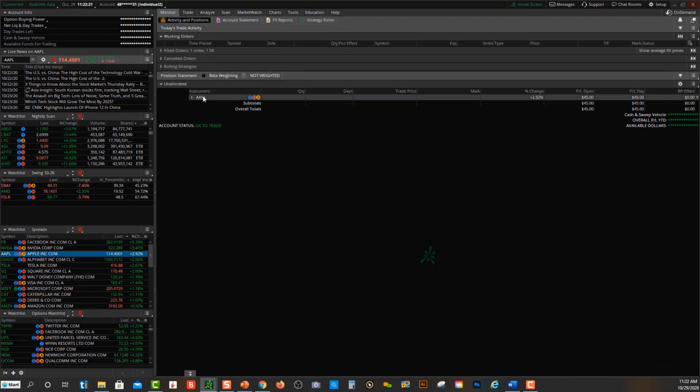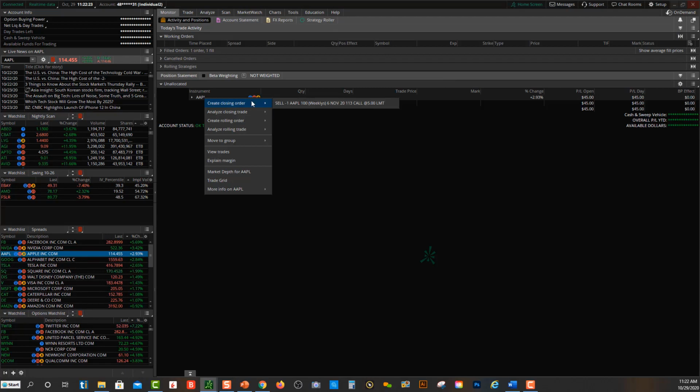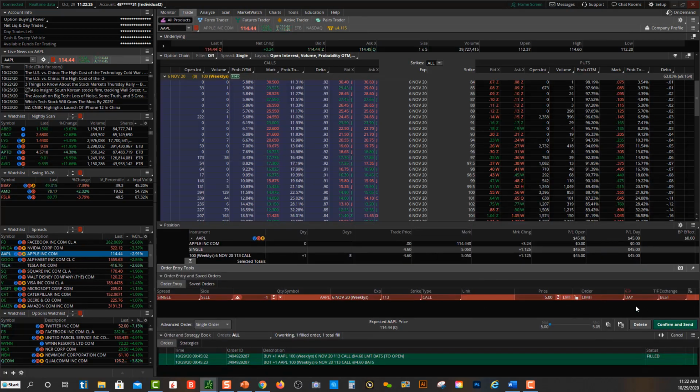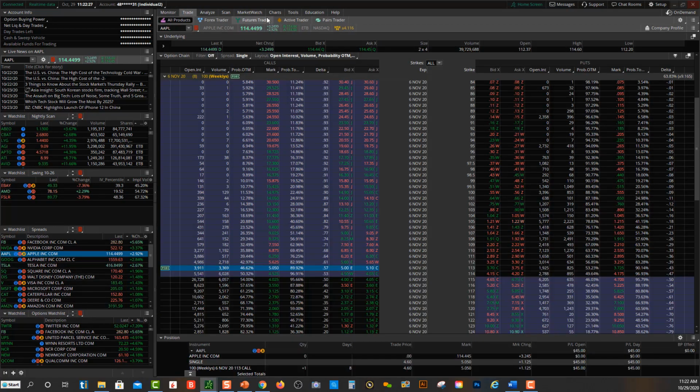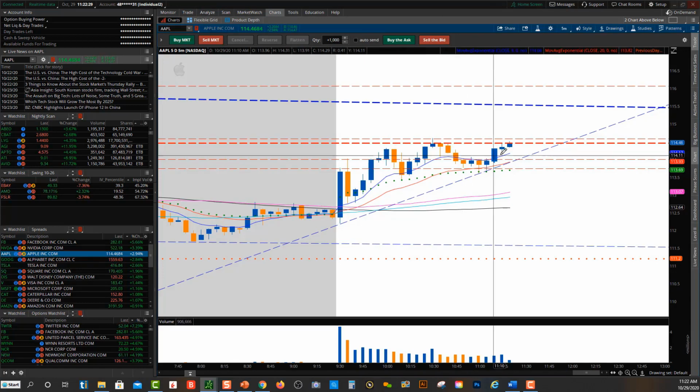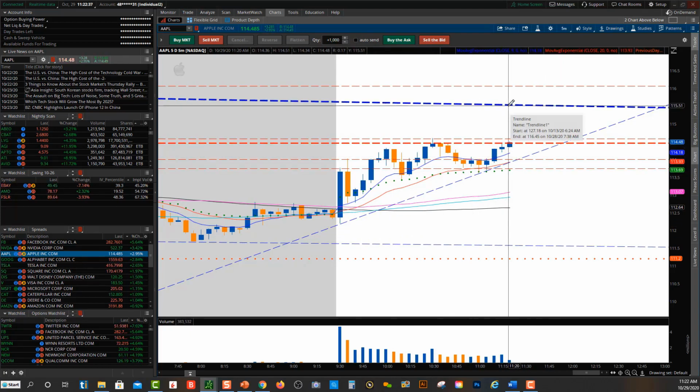So right now I'm up 45 bucks. If I closed it: right click, sell, close the position. But right now I'm going to stay in. It's near resistance. We'll watch and see if it continues up. You can see I have my support out into the distance. Got some resistance up here. So just going to keep watching this.